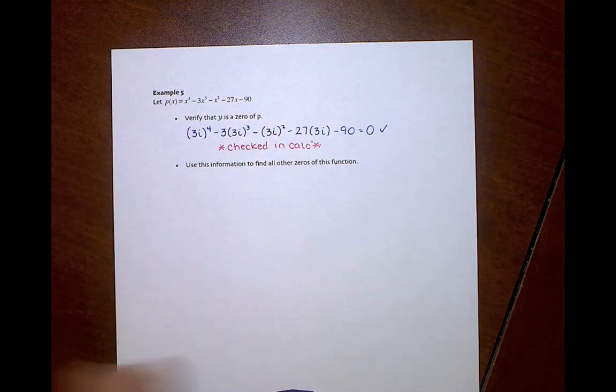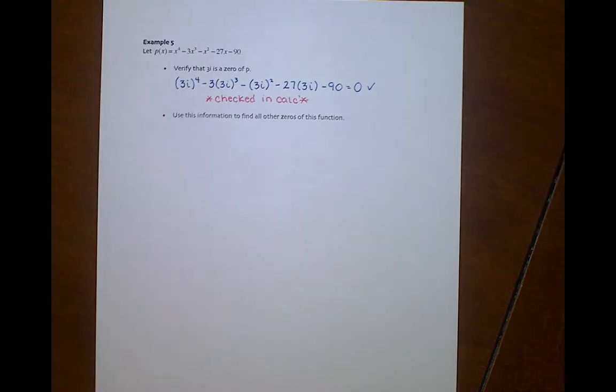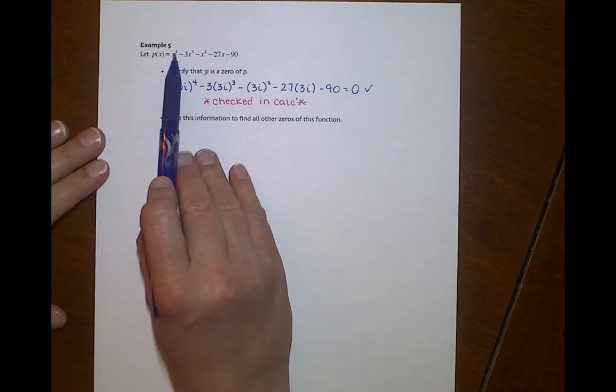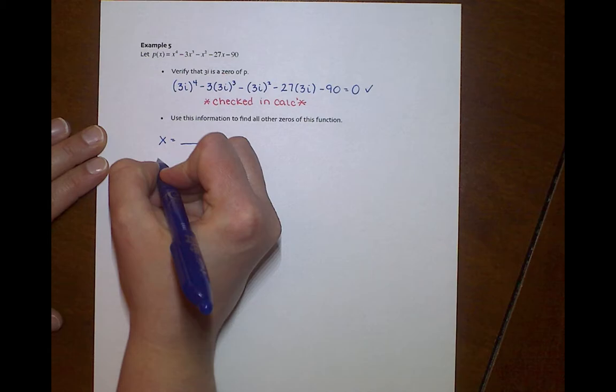Okay. Then it says, just use this information to find all the other zeros of the function. So the first thing I think would be helpful is to know what's our goal here? How many zeros am I looking for, right? Well, it's a degree of 4. So that means at the end of this problem, I should be able to identify 4 roots.